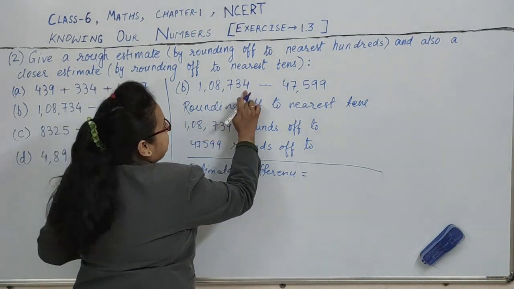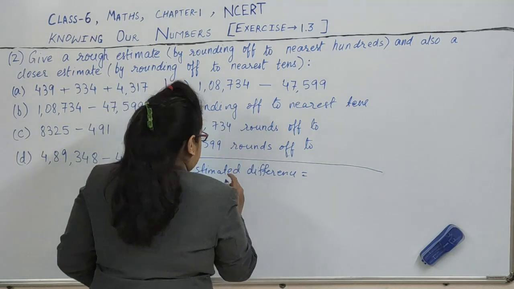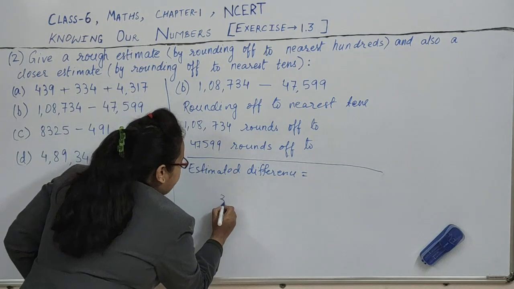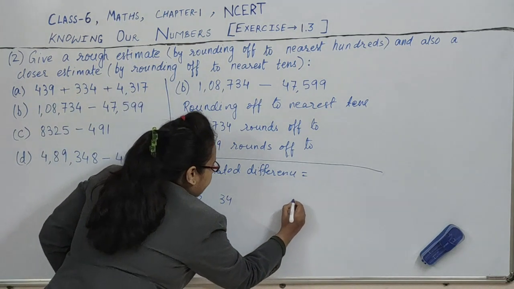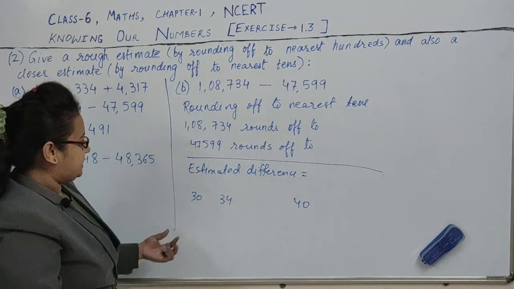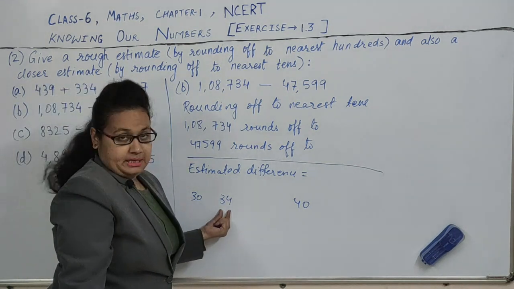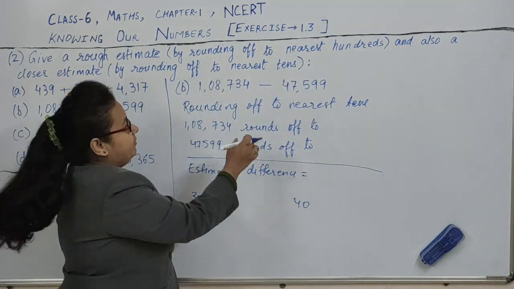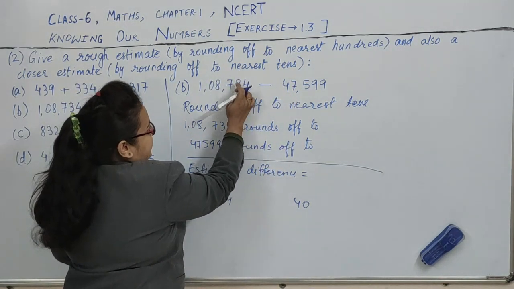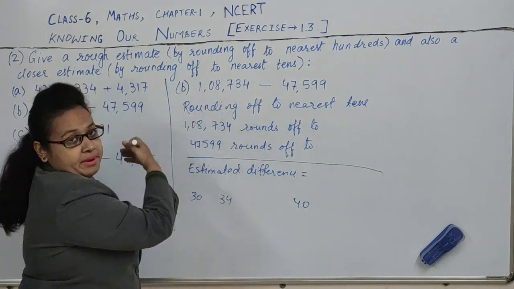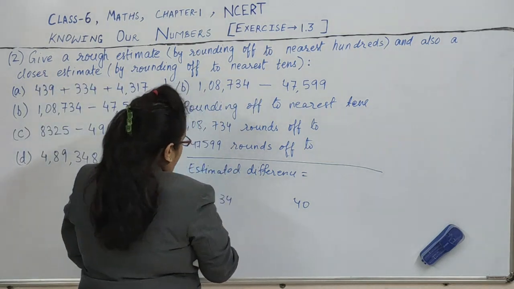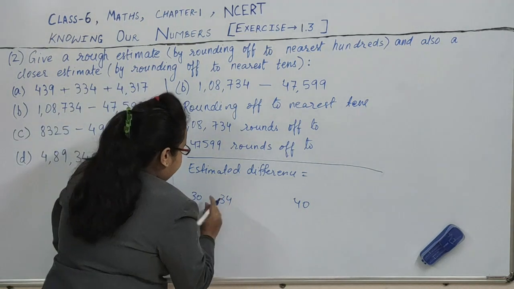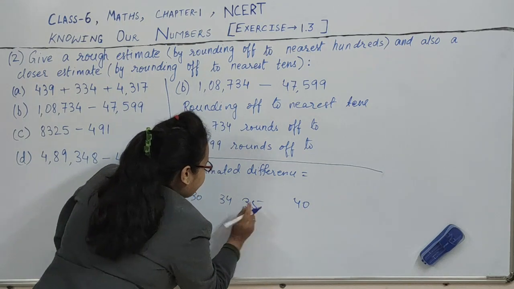So we have to take the digits up to tens places, ones and tens places. These are the digits, ones and tens, and this number makes 34. So 34 lies between 30 and 40. These are the tens between which this 34 lies, and since we are rounding off the number to the nearest tens, we will take the digits up to tens places. We will not go beyond that. So this 34 lies between 30 and 40.